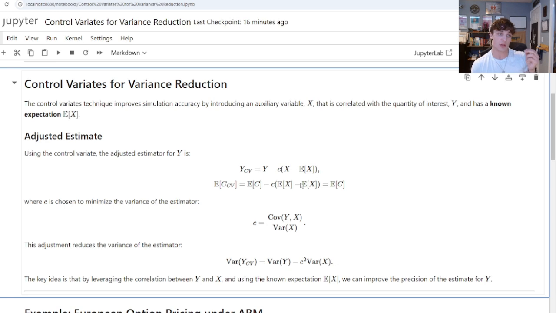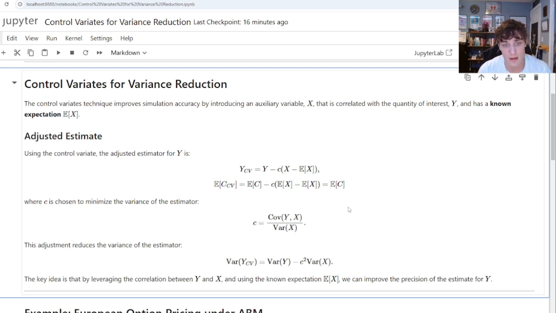This is what allows us to use the information from that auxiliary variable to inform the estimation of the target quantity of interest. Because the control variate itself is not the quantity of interest, but the expectation of that control variate is the same as the expectation of the target quantity of interest. In other words, C sub CV is not C, but the expectation of C sub CV is the expectation of C.